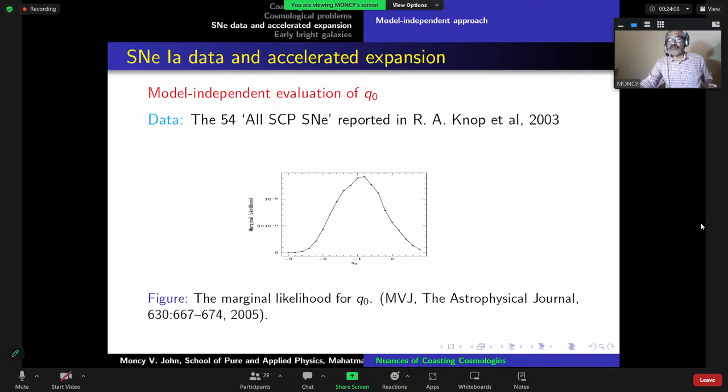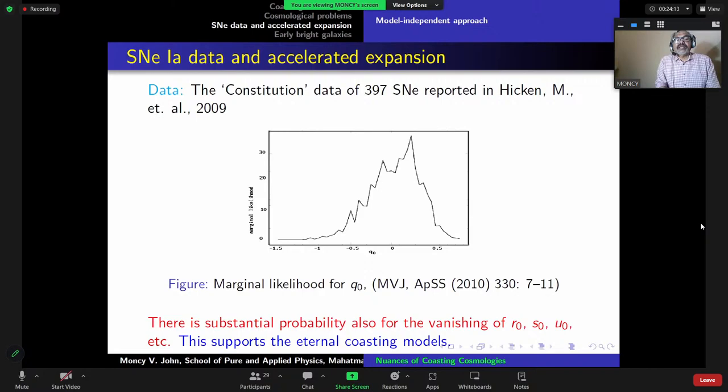But later, another data set, the Constitution data, was used. And what we see is that there is a very significant high value of likelihood for the value q0 equal to 0. So this supports the eternal coasting model.